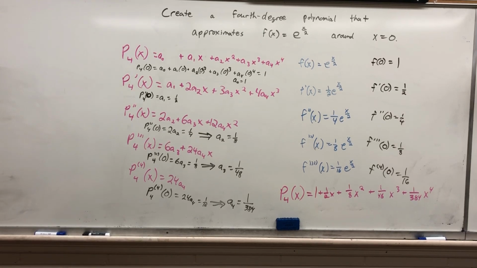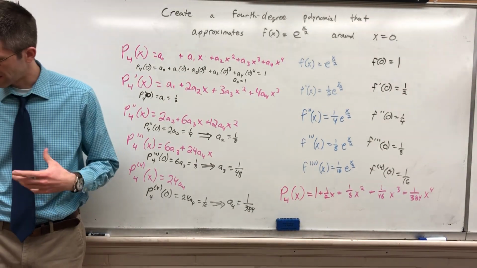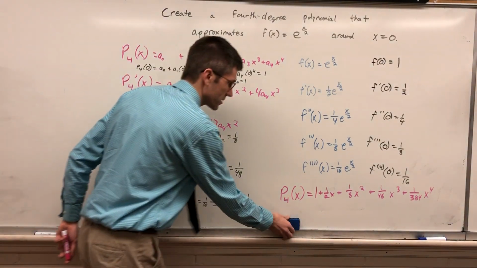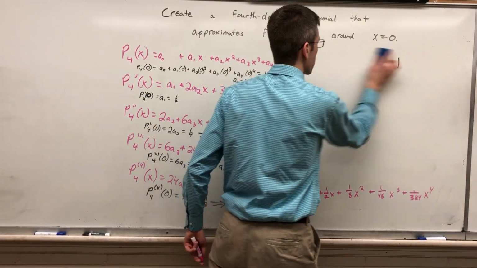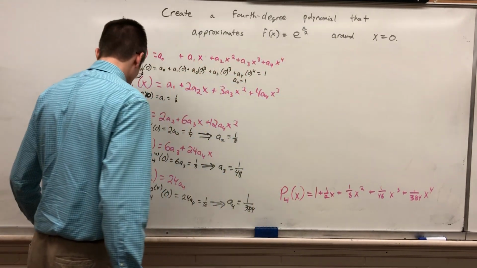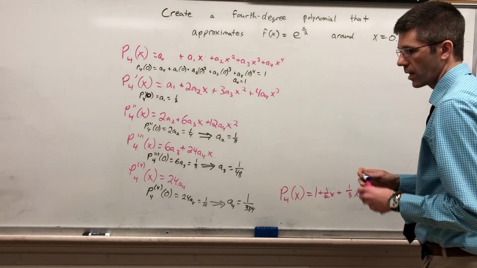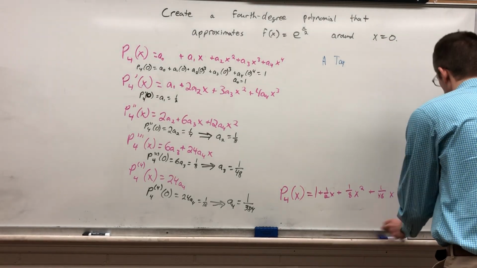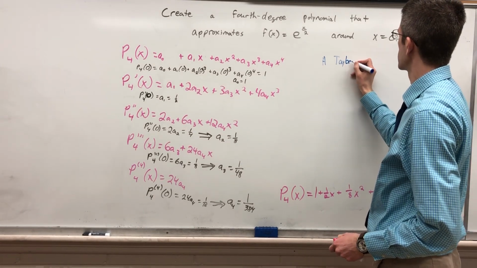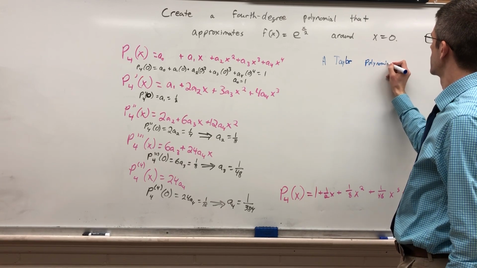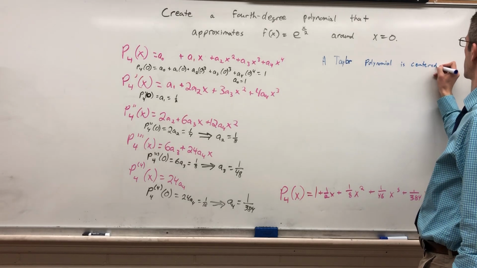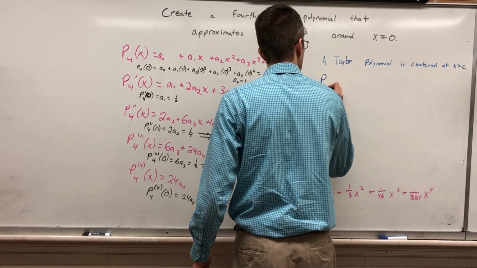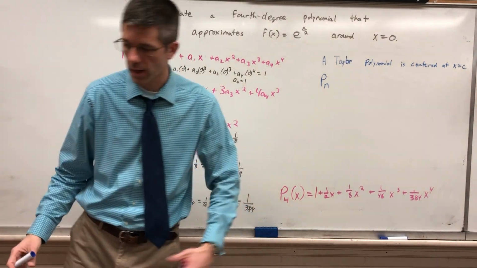Okay, let's start making some sense of some things here. This is my answer, but it's going to lead us to the general form of a Taylor polynomial and a Maclaurin polynomial. So I'm going to erase a lot of extraneous stuff, and we're going to extract some structure from this. And I'm going to write it over here with the good marker. A Taylor polynomial is centered at x equals c, and it has this form right here. So P sub n. I'm going to have an nth degree Taylor polynomial.